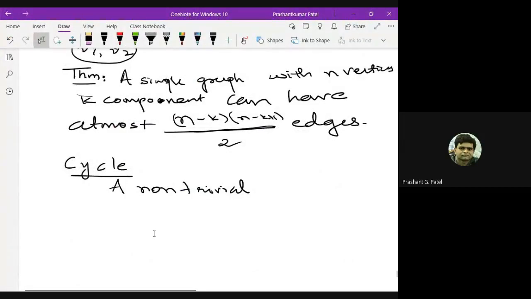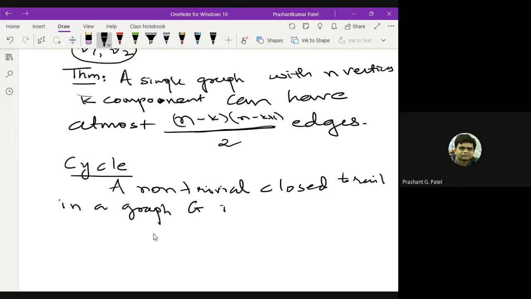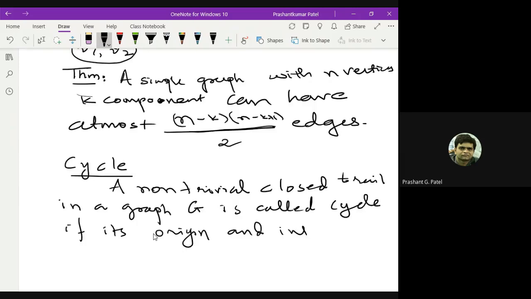So a cycle is a non-trivial closed trail in a graph G. It is called a cycle if its origin and the internal vertices are distinct.